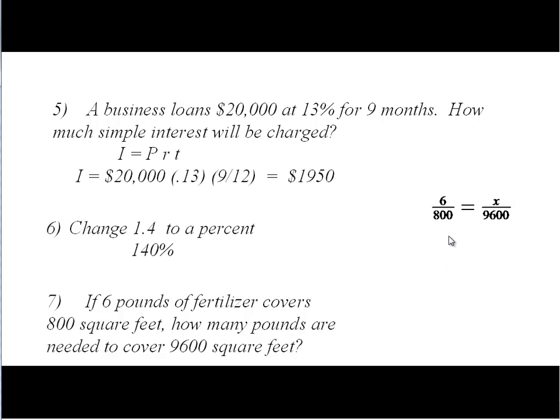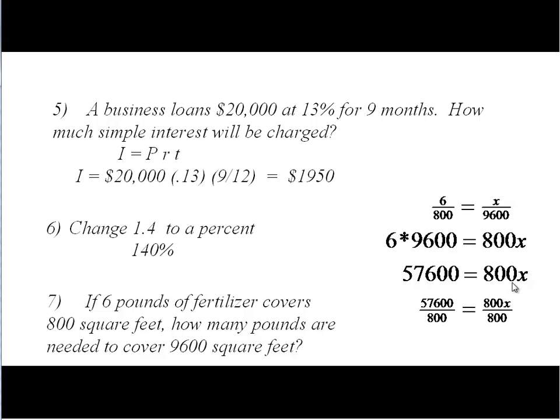Okay, if you will cross multiply, 6 times 9,600, write that down, x times 800. Okay, 6 times 9,600 is 57,600. And then you have 800x. Divide by 800. So divide this side by 800, divide that side by 800. Type that in the calculator, should be 72 as x. So 72 pounds will cover 9,600 square feet.